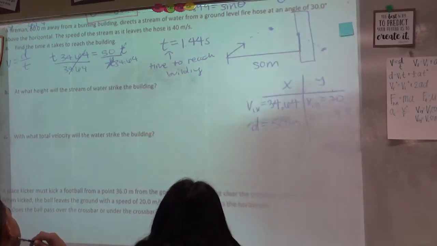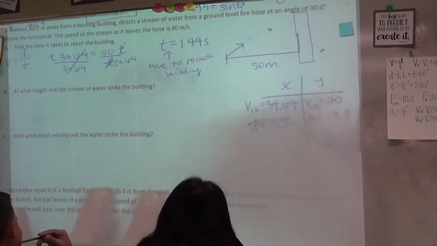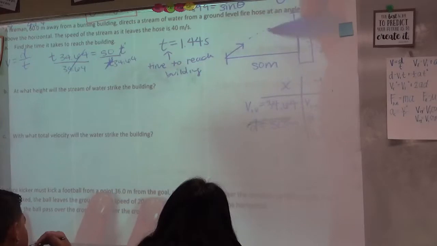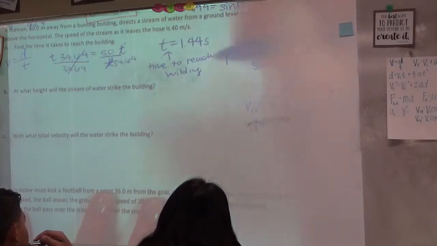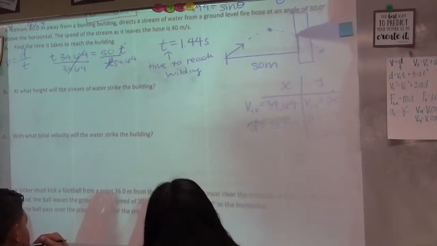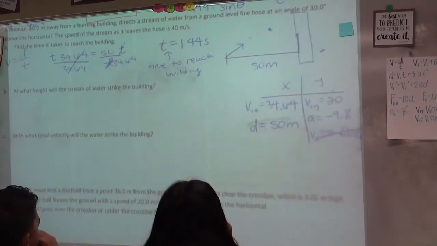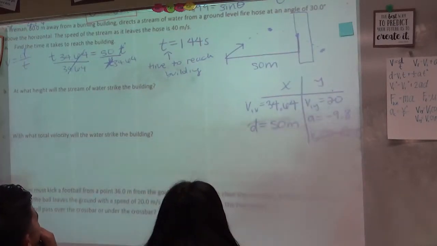So will I use VF as 0? No. So this is true. The VF is 0 at the top. It's just not useful because I'm not asking about the top. I'm asking about the building, which is 50 meters away. So what would I use if I want to find the height at that point? What equation?